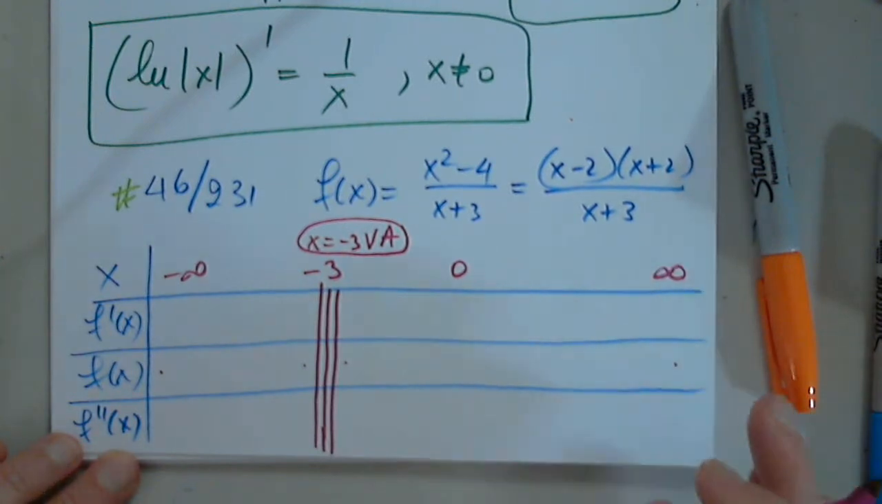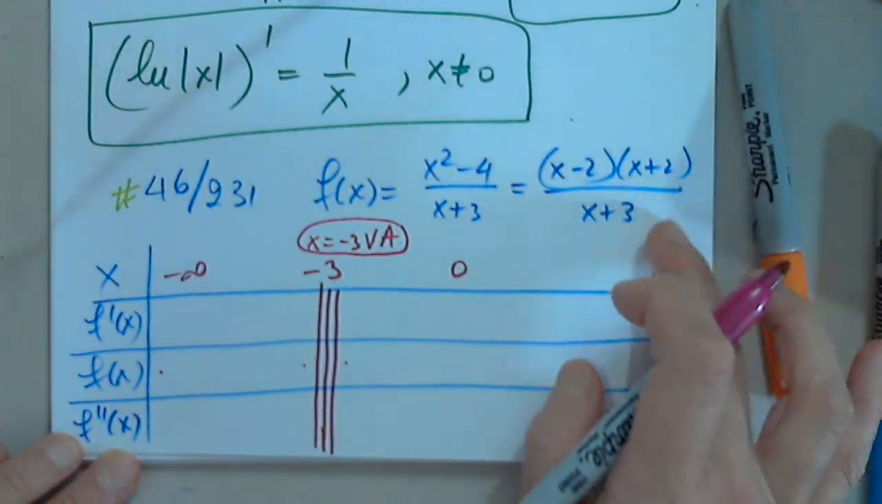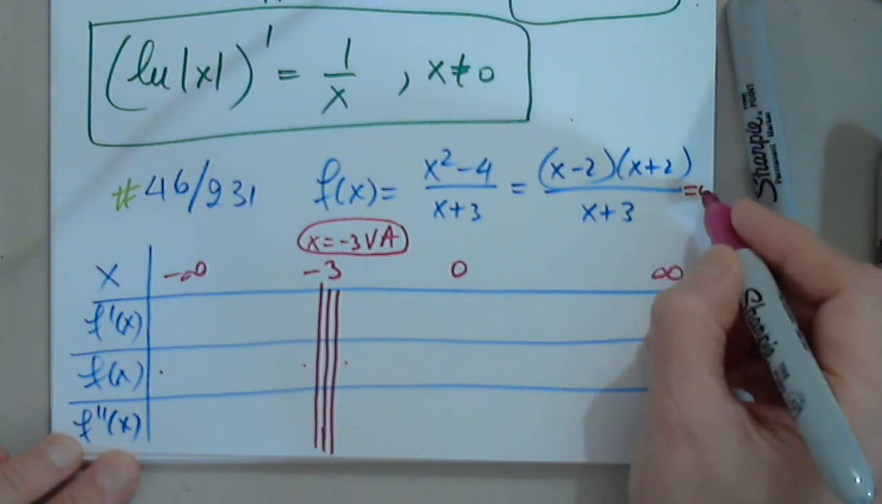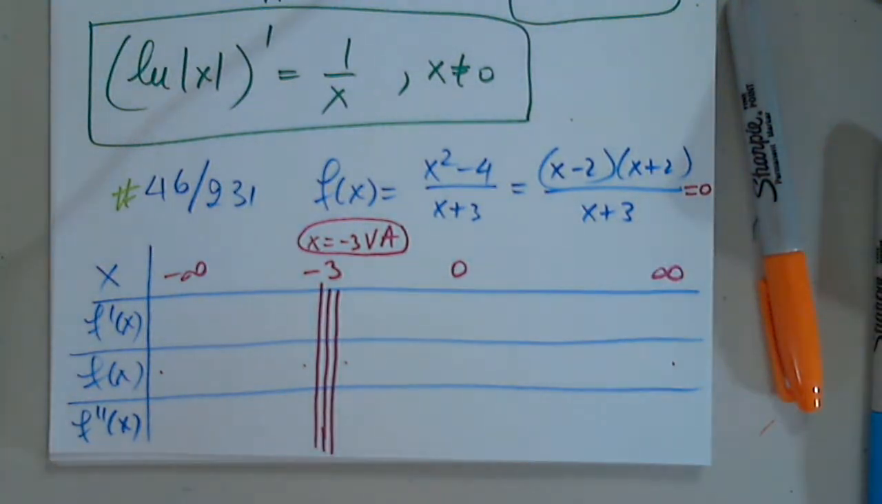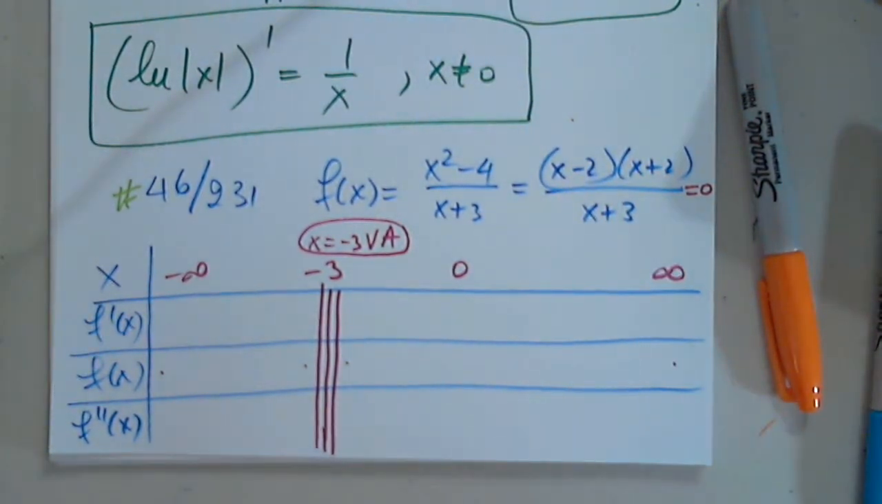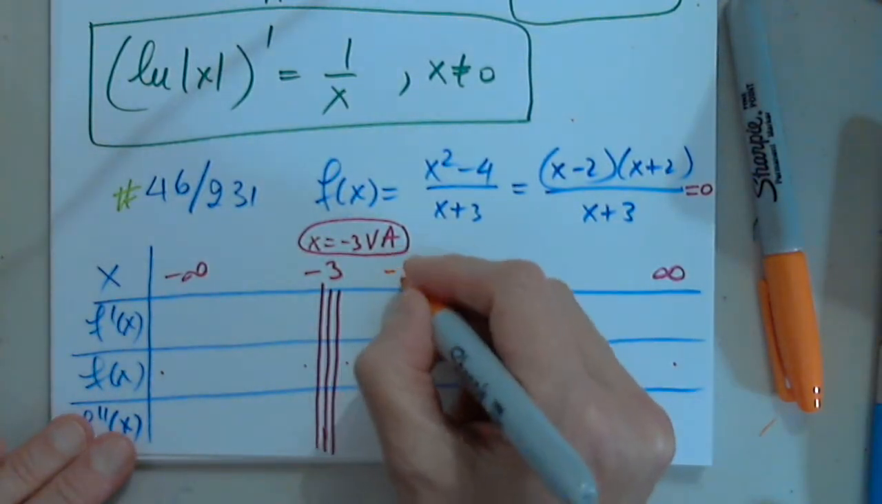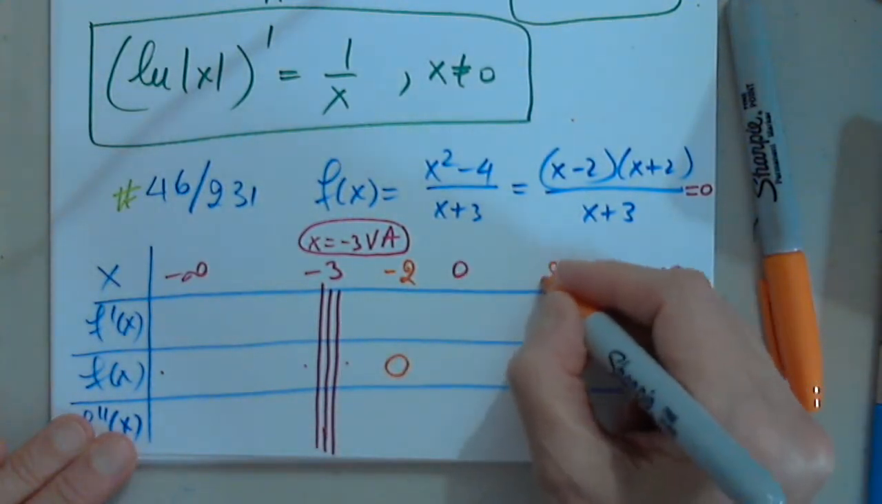Good. Now, when is this function 0? If I set this equal to 0, can anyone tell us for which x values the function is 0? X equals 2, x equals -2. When the numerator is 0. Thank you very much. So -2 and 2.